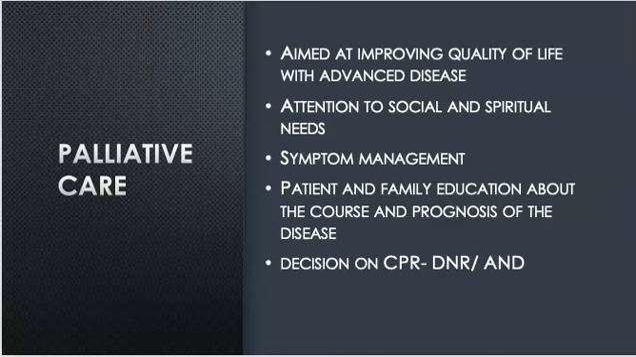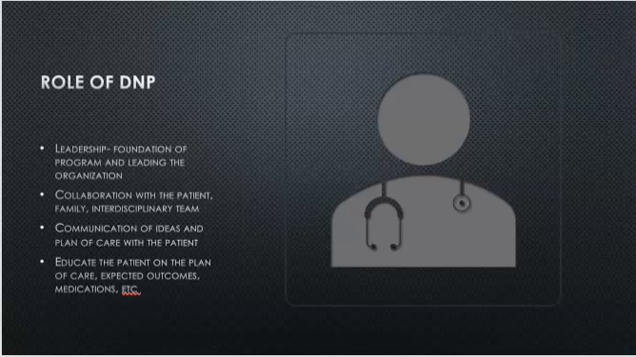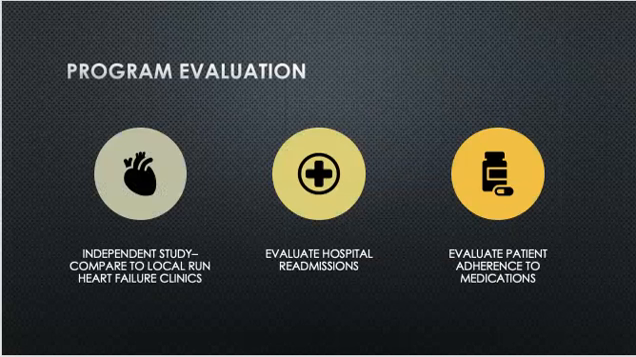Symptom management includes O2 for dyspnea, CPAP for sleep disordered breathing, opioids for pain, and SSRIs for depression and anxiety symptoms. The role of the DNP: leadership, foundation of the program, and leading the organization. Collaboration with the patient-family interdisciplinary team, communication of ideas and the plan of care with the patient, and then educating the patient on the plan of care, expected outcome, medications, whatever needs to be educated. These are all leadership competencies necessary for the DNP in developing and implementing the plan.